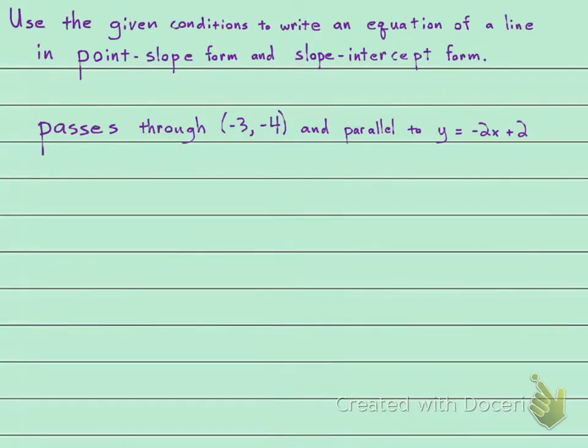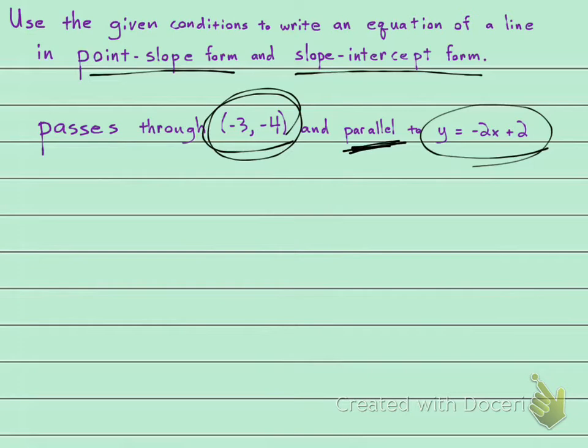Use the given conditions to write an equation of a line in point-slope form and in slope-intercept form. And here are the conditions. The line that they're giving us passes through this point right here, -3, -4, and it is parallel to this line. So we're going to have two things here.